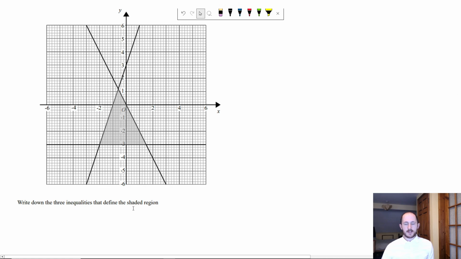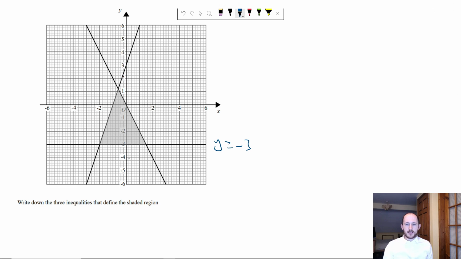Write down the 3 inequalities again. So again, I'll try and go roughly in order of difficulty, if you can. So this bottom line here is just a horizontal line, which means it's going to be y equals something, right? Well, what is it? It crosses at -3, so it's just y equals -3.